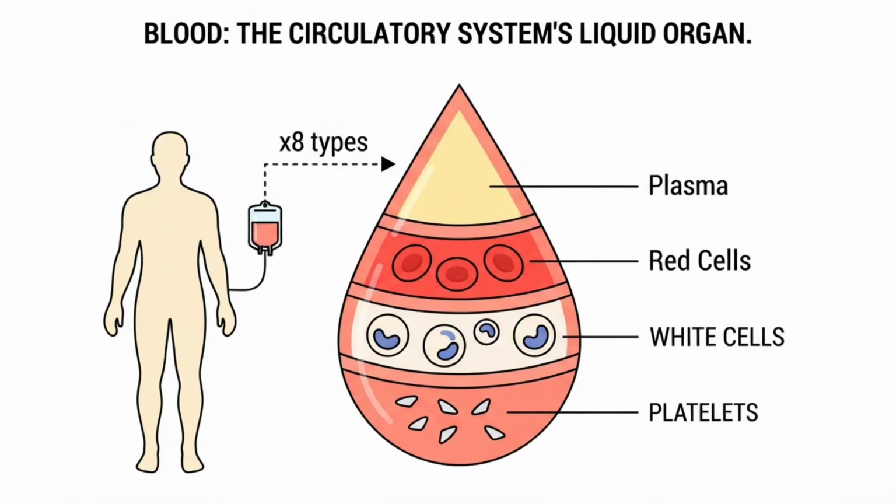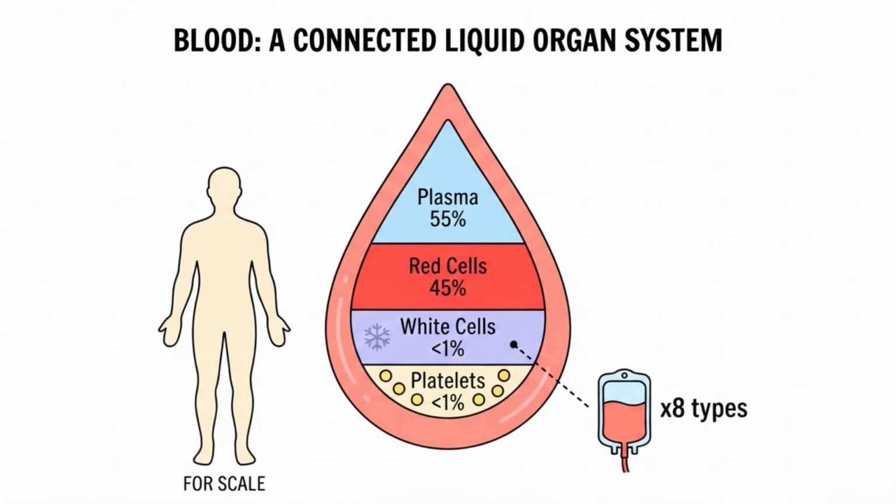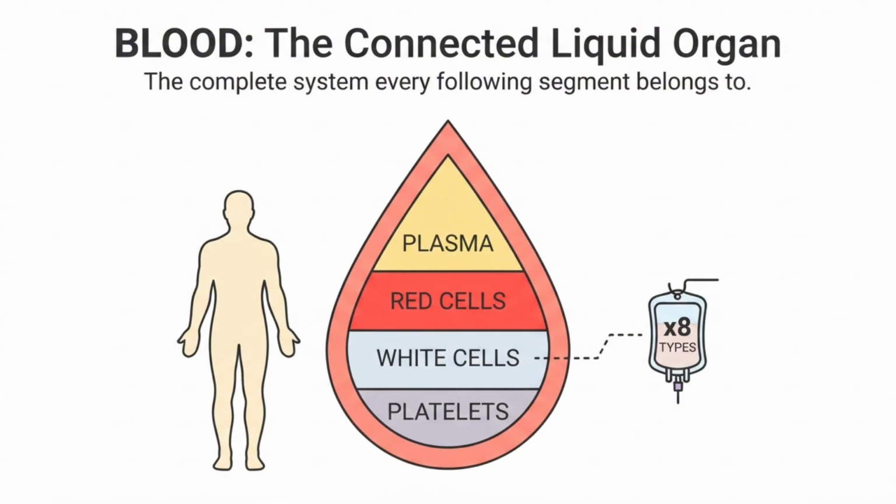Right now, moving through your body is a liquid organ made of 4 wildly different components and at least 8 major identity codes, and getting even one of them wrong during a transfusion can kill you.